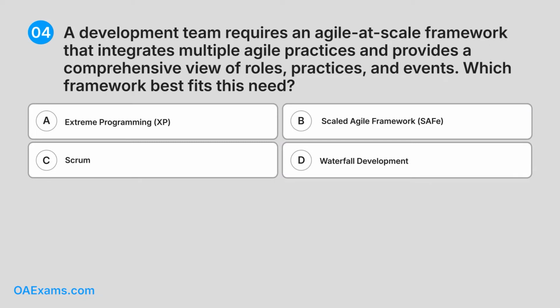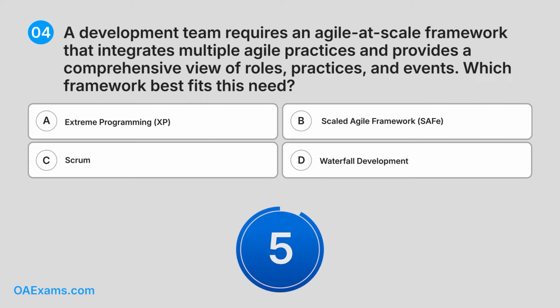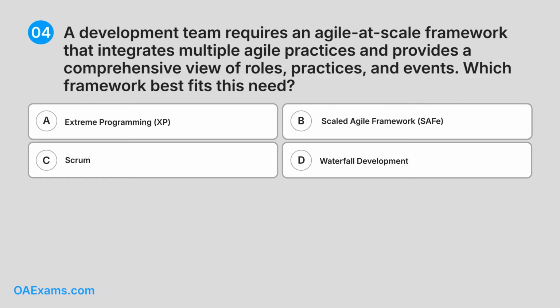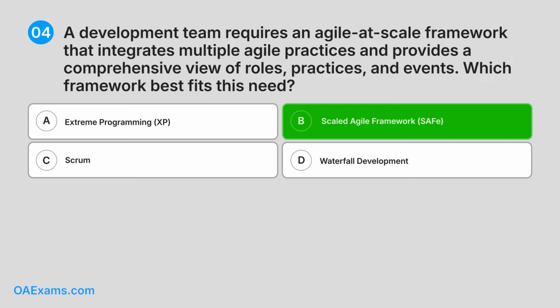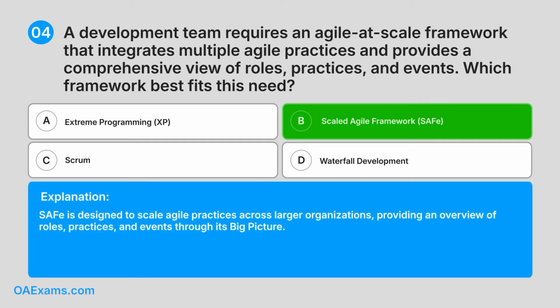4. A development team requires an Agile at Scale framework that integrates multiple Agile practices and provides a comprehensive view of roles, practices, and events. Which framework best fits this need? A. Extreme programming. B. Scaled Agile framework. C. Scrum. D. Waterfall development. What do you think is the answer? Correct answer. B. Scaled Agile framework. Explanation. SAFe is designed to scale Agile practices across larger organizations, providing an overview of roles, practices, and events through its big picture.